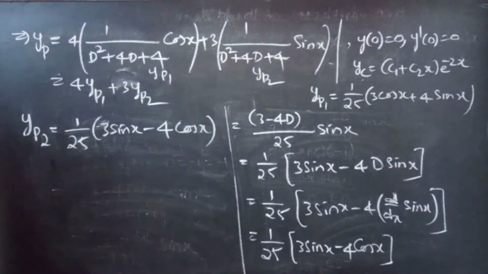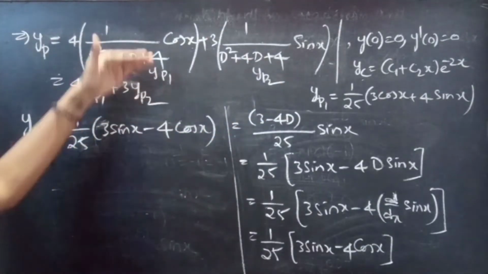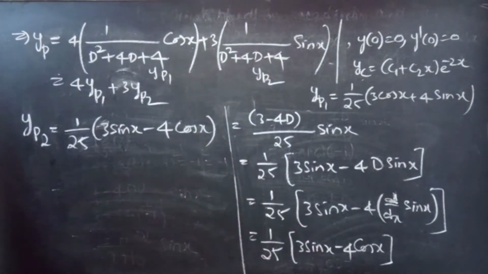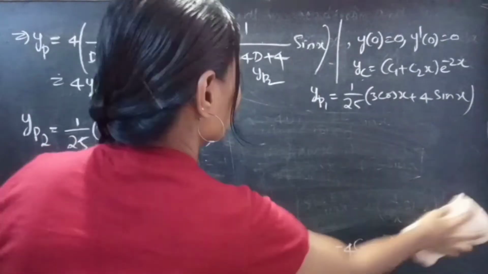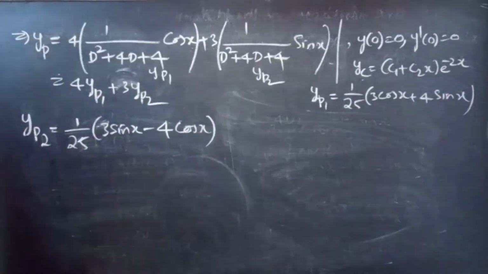See, it's not necessary to find yp1 and yp2 separately. We can just go with the flow. In one step you can solve everything. But in order to show you clearly, I'm doing yp1 and yp2 separately.